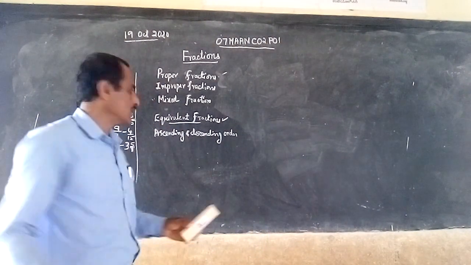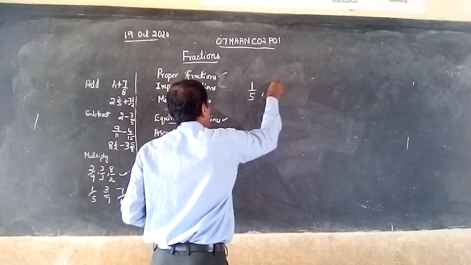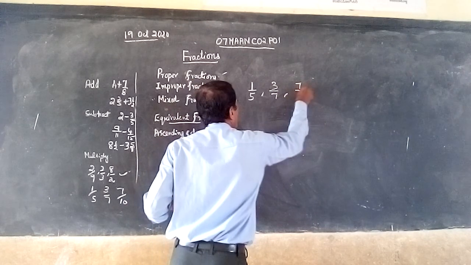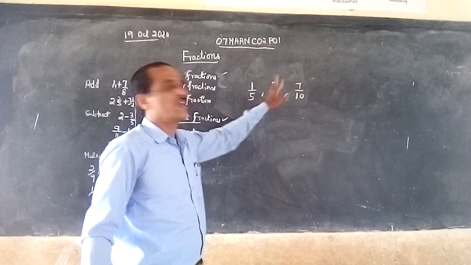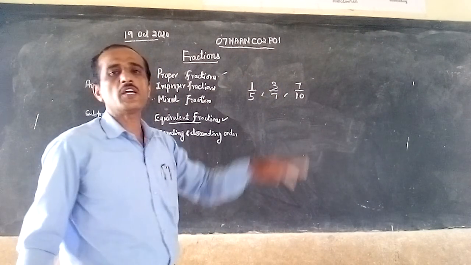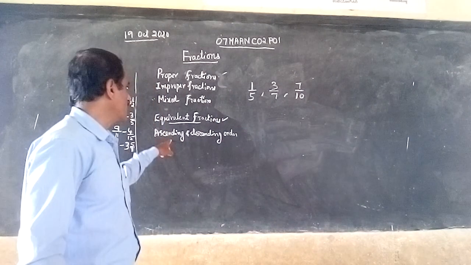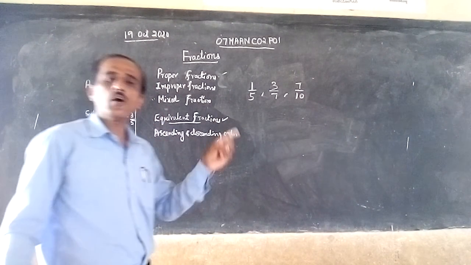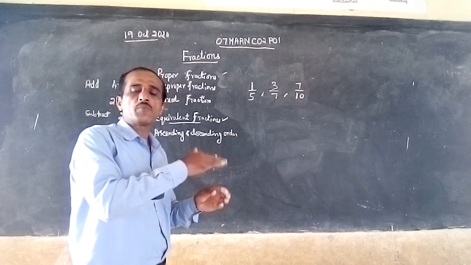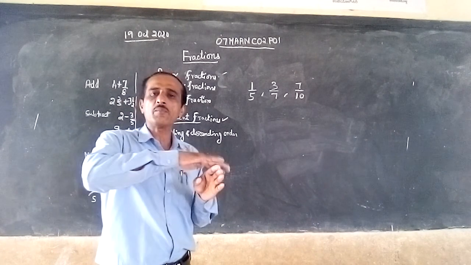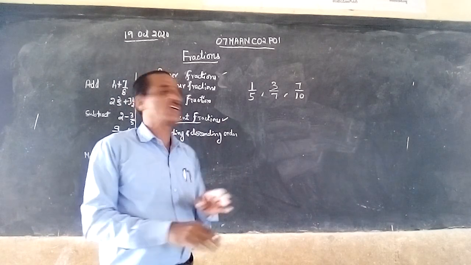Next, while writing the fractions, for example, let us take 3 examples. 1 by 5, 3 by 7, and this is 7 by 10. Look at these fractions. Which is smaller here and which is greater? So how do we identify which is smaller and greater? To write fractions in ascending or descending order, we have to find which is smaller and which is greater. Ascending order means from smaller to bigger. You know, ascending means what? If you write from smaller to bigger, that is ascending order. If you write from bigger to smaller, that is descending order.